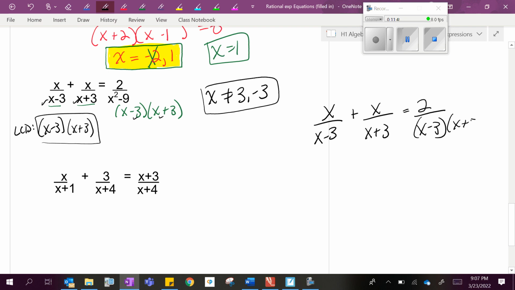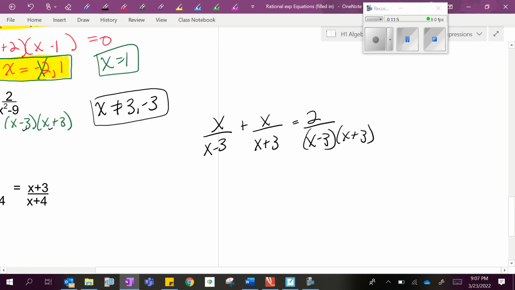So now I'm going to multiply each term by our common denominator. I highly recommend that you always write the denominator above your equation. You'll see why here in just a second. So write the common denominator above each term, and now we cancel. This one has an x - 3, so I can cancel that x - 3. This one has an x + 3, I can cancel it with that piece. This one has both, I can cancel it with both.